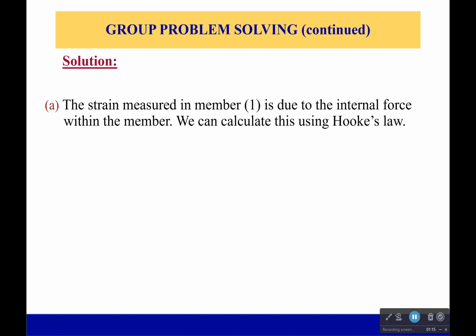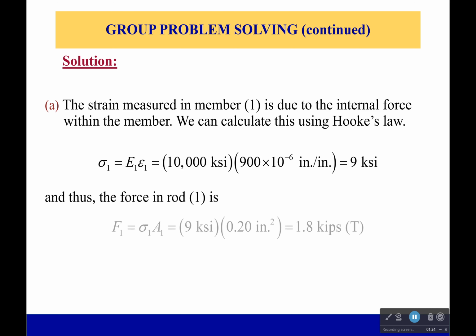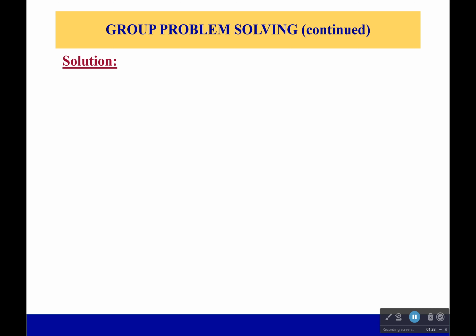Okay, so first off, that strain that's measured in that first rod is due to the internal force within the member. We can calculate that using Hooke's law. So we know what the modulus of elasticity is. It's 10,000 KSI. And we also know what the strain was, 900 microstrains. So that comes out to be a stress of 9 KSI. And the force in rod 1 is going to be 1.8 kips.